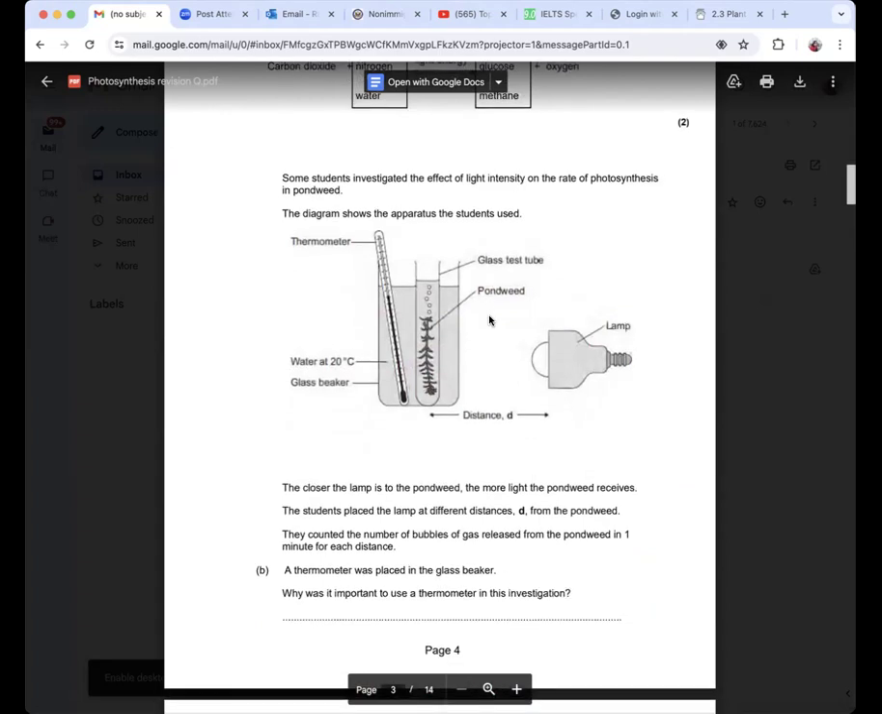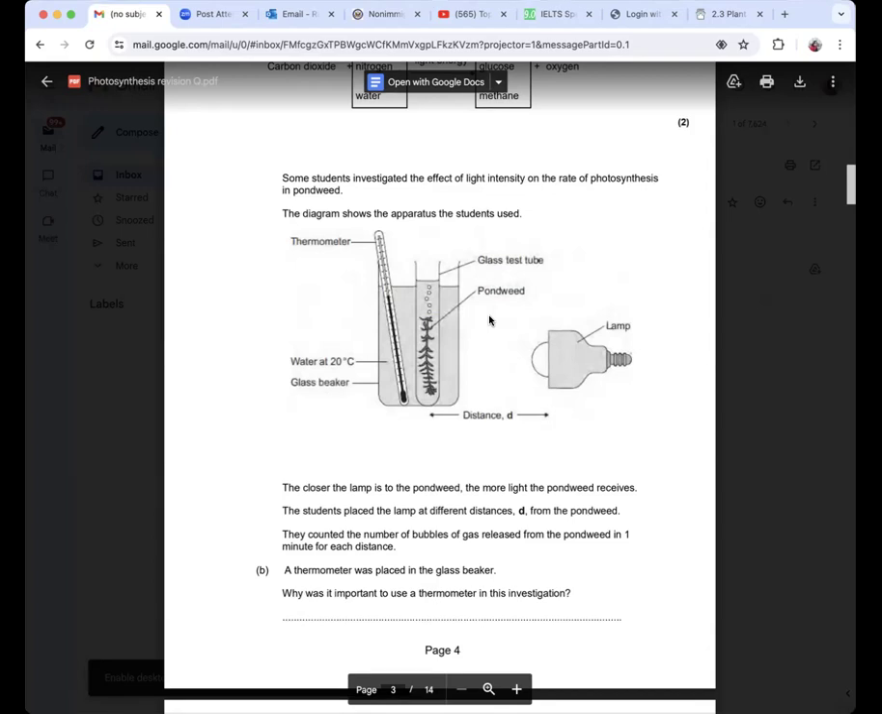Some students investigated the effect of light intensity on the rate of photosynthesis in pondweed. The diagram showed the apparatus the student used: thermometer, a glass beaker. The closer the lamp is to the pondweed, the more light the pondweed receives. The student placed the lamp at different distances, d, from the pondweed. They counted the number of bubbles of gas released from the pondweed in 1 minute from each distance. A thermometer was placed in the glass beaker. Why was it important to use a thermometer in this investigation?